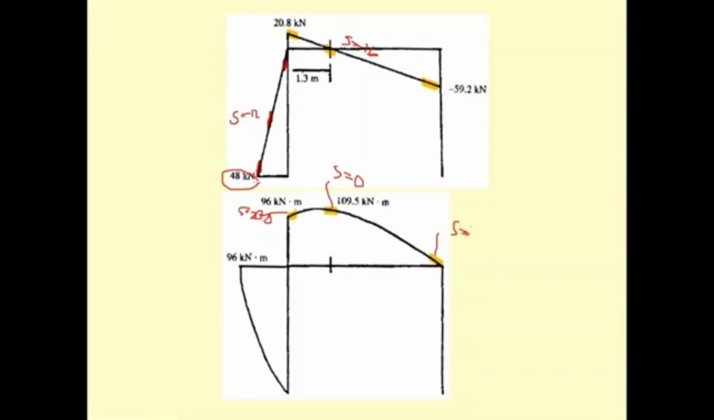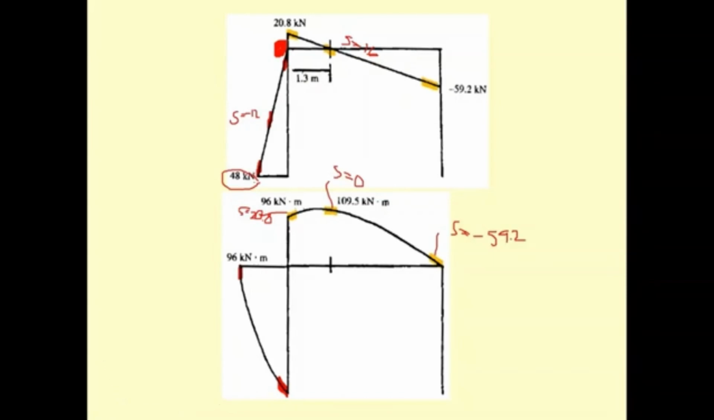Okay, this is going to be minus 59.2. And then for the column, we have the slope here. The slope here is going to be equal to this. This is 0, so slope here is 0, and slope here is going to be 48.